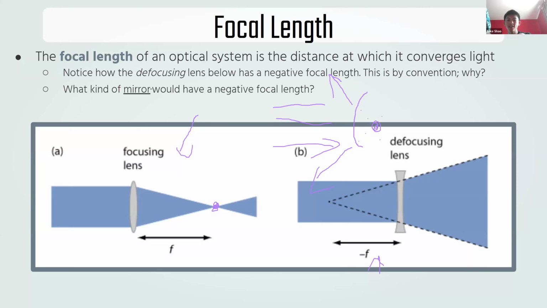So that diverging is concave for lenses, but diverging is convex for mirrors. Exactly. So a diverging mirror or a convex mirror has a positive focal length, and a converging mirror or a concave mirror has a negative focal length. Next slide.